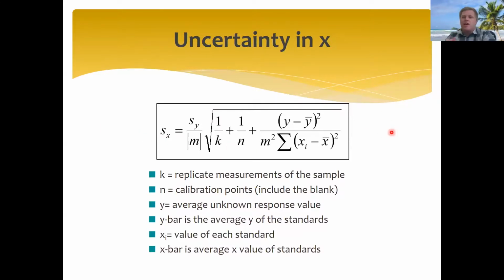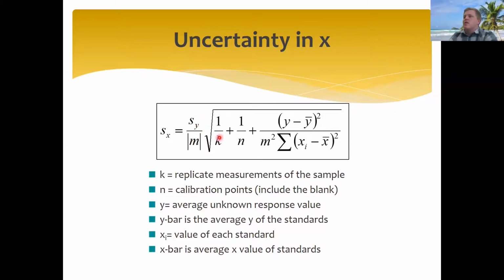It is a very ugly equation, and unfortunately there's no shortcut in Excel to calculate it. Now there are a lot of things in here that Excel can calculate for us, like our S sub y and our slope, but we still have to type this whole equation in. So let's go over real quick what all these things in here are. So our S sub y is just our uncertainty in y that we just talked about. Our m is our slope.